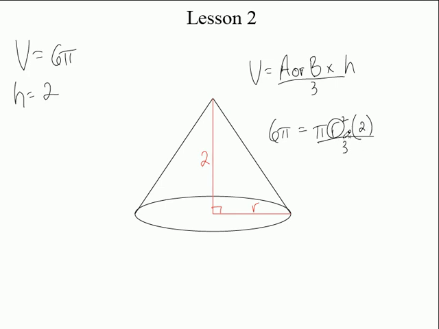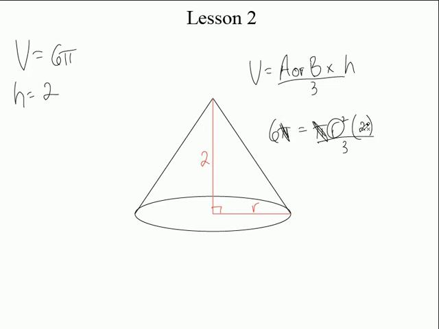Okay. So watch what happens. Look, I got a pi on both sides. So watch what I can do right away. I can divide both sides by pi. Do you see that? It goes away. So wasn't that nice that they gave you the volume in terms of pi? I told you it would make it easy because it just divides out.